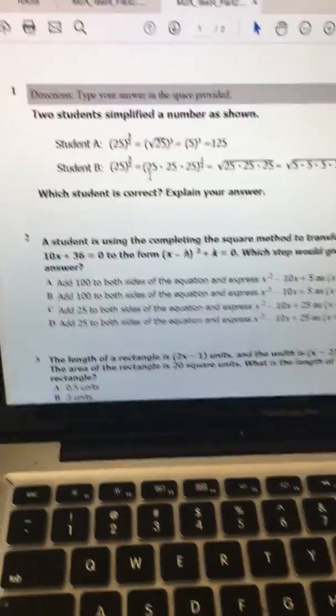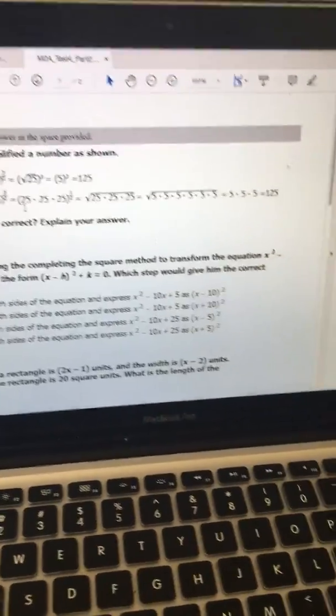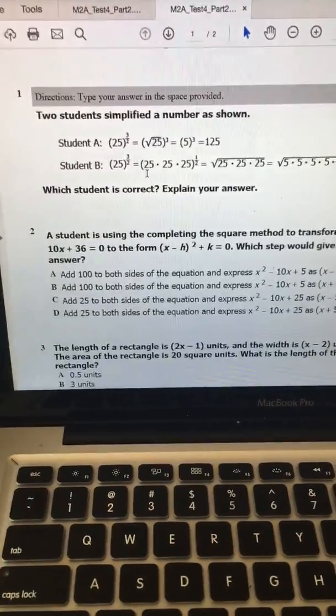We're going to start with question 1. Two students simplified a number as shown. Here's the two simplified numbers. Which student is correct? Explain your answer.